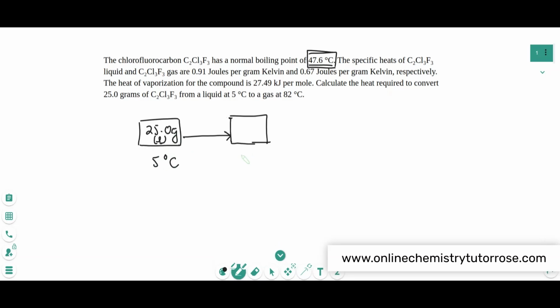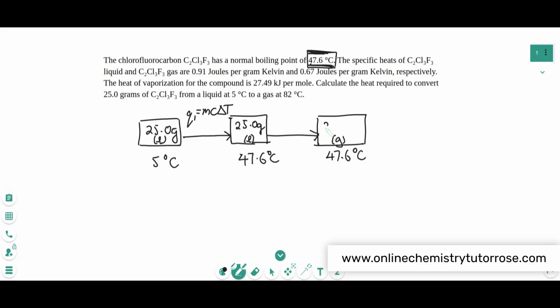I need to increase the temperature of the liquid all the way to its boiling point, which is 47.6 degrees Celsius, without a change in state. I have to use the heat formula, Q equals mc delta T. Next, I will convert this to a gas at constant boiling point. The heat required for this step, let's say step 2, so Q2, is mass times latent heat of vaporization.